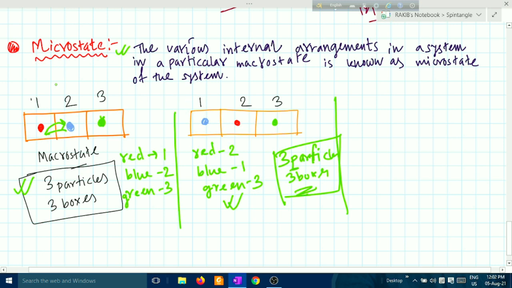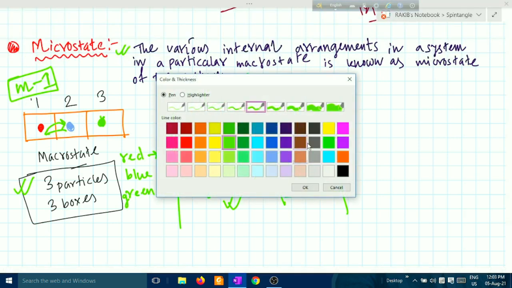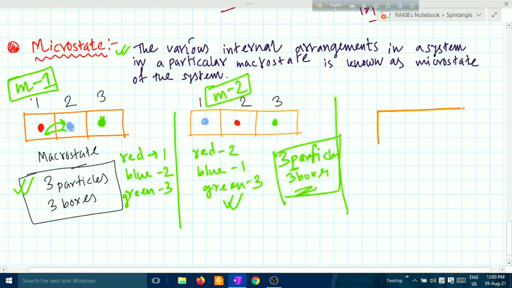This is another microstate. This one is, say, microstate 1. Microstate is written as a small m. This one is microstate 2, because the arrangement has changed here. And in the third case, say this is the box, and these are the compartments.